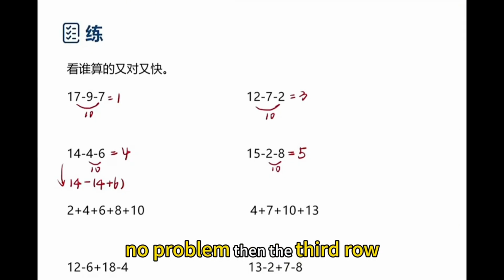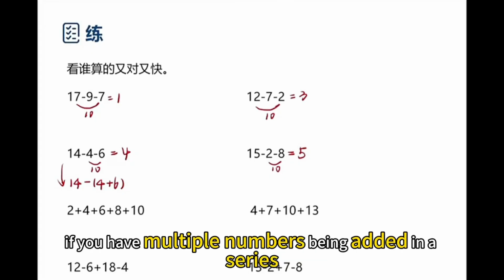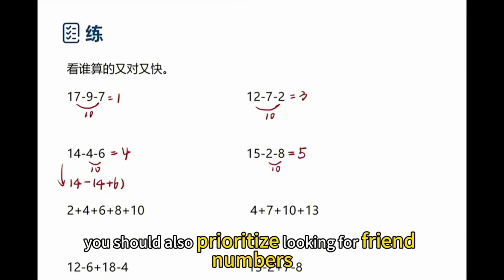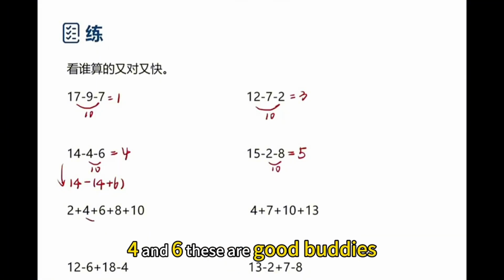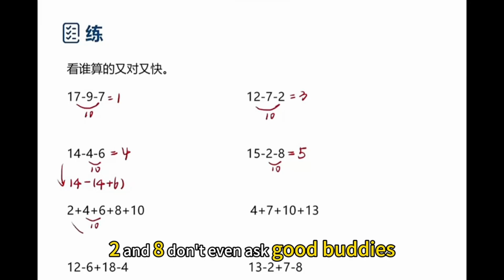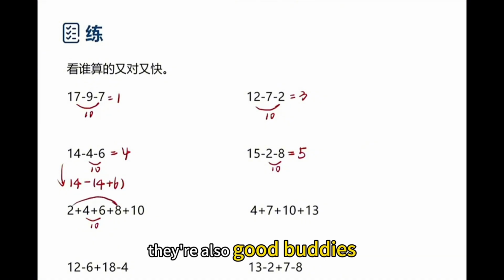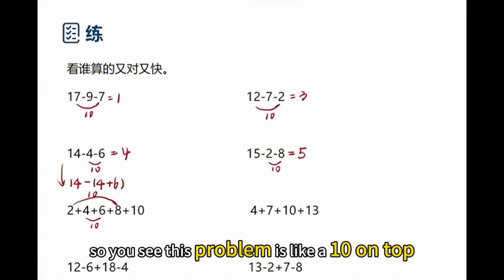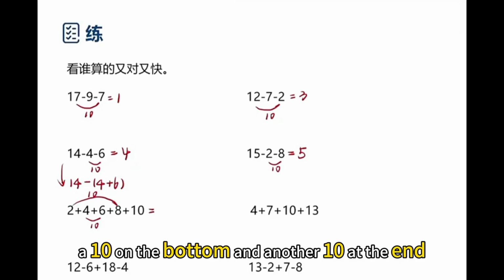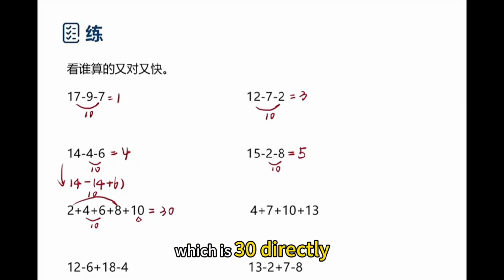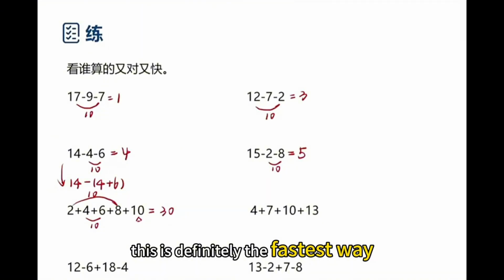Then the third row, we said at the time that if you have multiple numbers being added in a series, you should also prioritize looking for friend numbers. 4 and 6, these are good buddies. 2 and 8, don't even ask, good buddies. I'll draw a line on them. 2 and 8, don't even ask. They're also good buddies. So you see, this problem is like a 10 on top, a 10 on the bottom, and another 10 at the end. That's 10 plus 10 plus 10, which is 30 directly. This is definitely the fastest way.